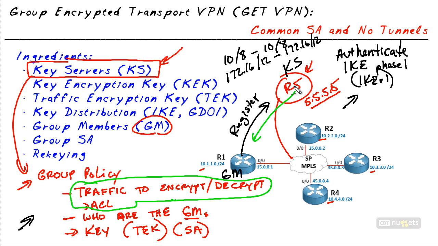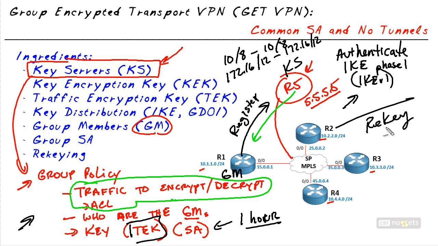Another time for sure that we're going to need to have updated information on R1 is what happens if the traffic encryption key, which is being used for IPsec, is about to expire? So let's say we have a lifetime of 1 hour and the time's running out on that security association. Well, R1 and all the other group members need to have an updated new traffic encryption key. So to facilitate that, we have something called a rekey. And a rekey is exactly what it sounds like.